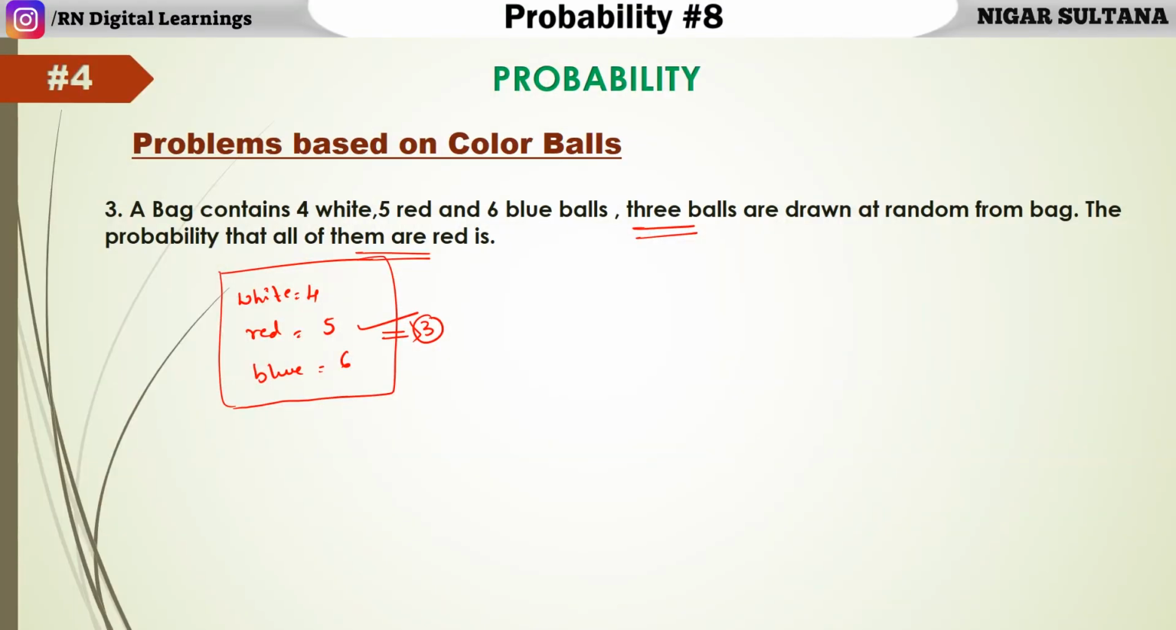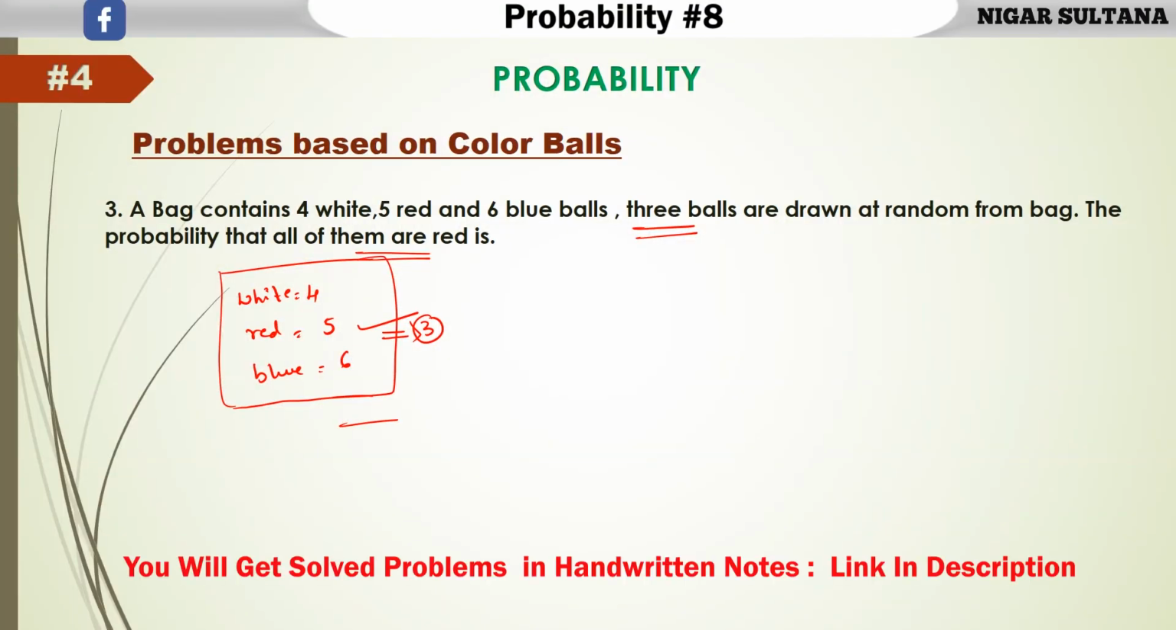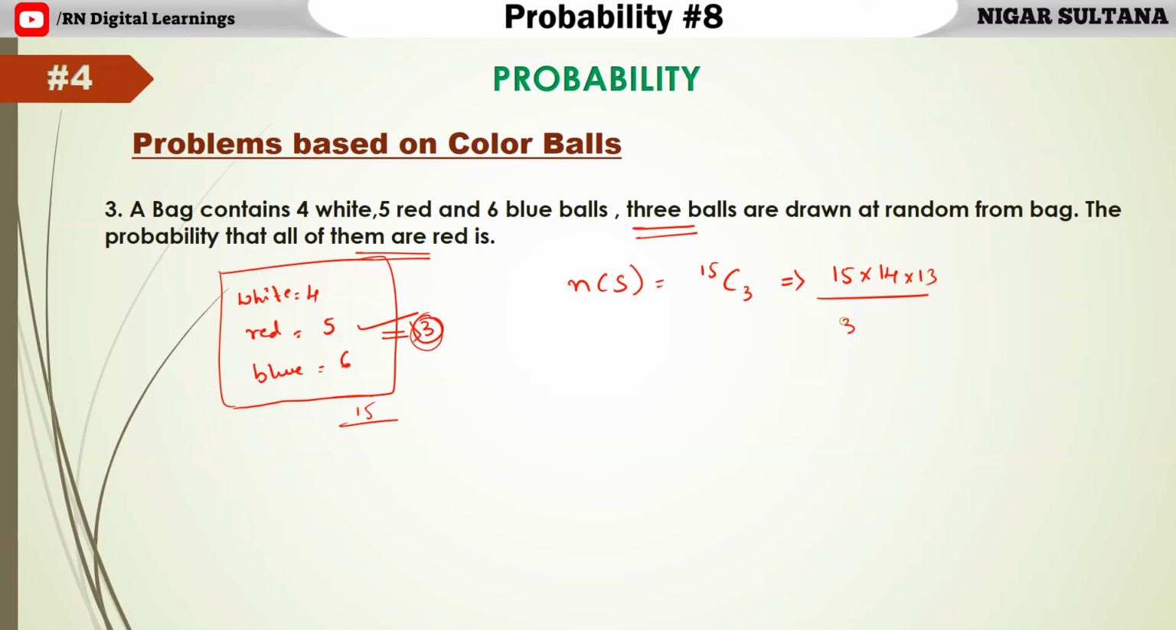Totally, when we add this, we get 15. Yes. Now, how many must I pick up? 3. Right. So, n of S is equal to 15C3. This can be written as 15 into 14 into 13 divided by 3 into 2 into 1. When I simplify this, I will be getting 455.